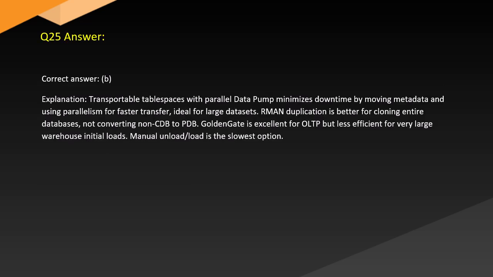Answer. Correct answer B. Explanation. Transportable tablespaces with parallel Data Pump minimizes downtime by moving metadata and using parallelism for faster transfer, ideal for large datasets. RMAN duplication is better for cloning entire databases, not converting a non-CDB to a PDB. GoldenGate is excellent for replication but less efficient for very large warehouse initial loads. Manual unload/load is the slowest option.